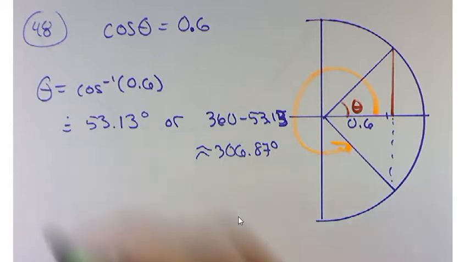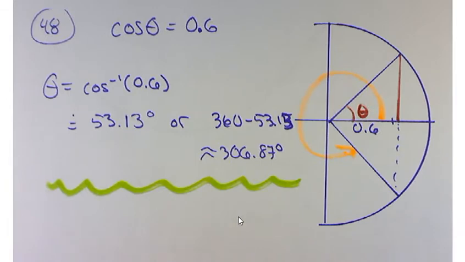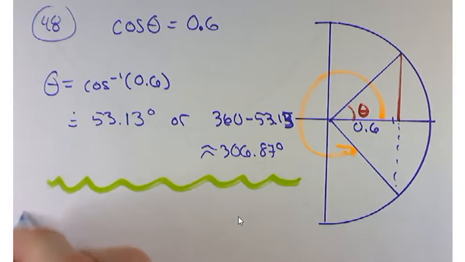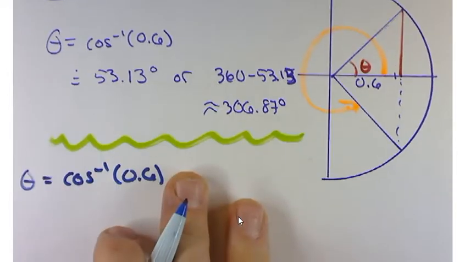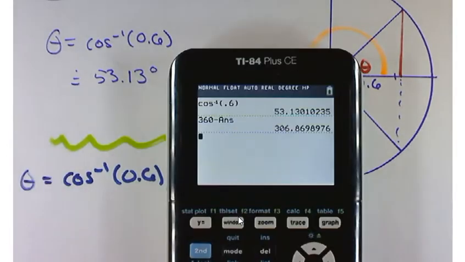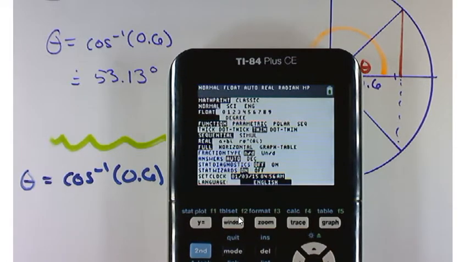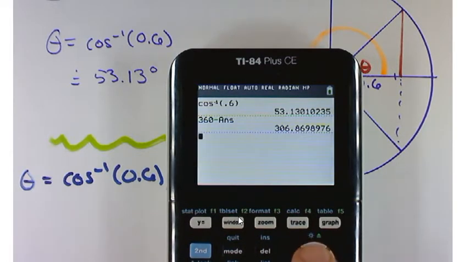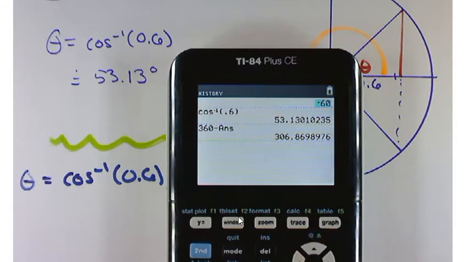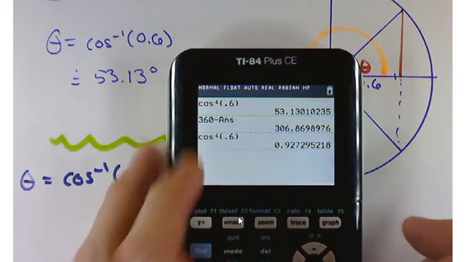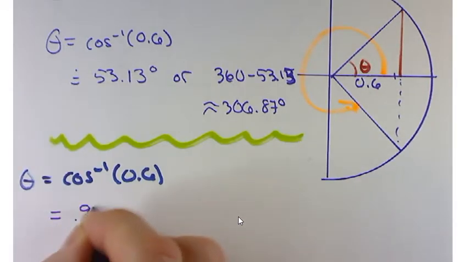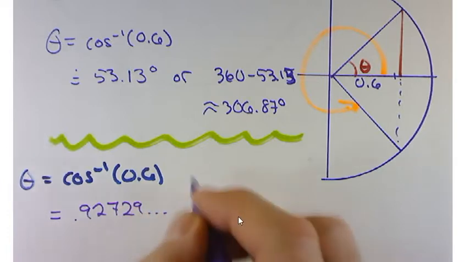What would I do if I wanted this in radians? So let's do this in radians, which is really what the problem's asking you to do. The first one's going to be pretty easy. Just put your calculator in radian mode. So I'll go back to radian mode. And you can cursor up here and grab that previous calculation. Bam, there you go. 0.927, etc. And that's in radians. This is 0.92729, blah, blah, blah, as many digits as you want.